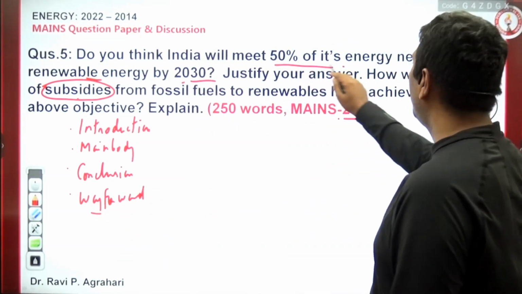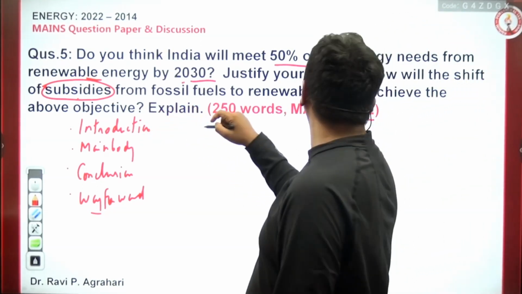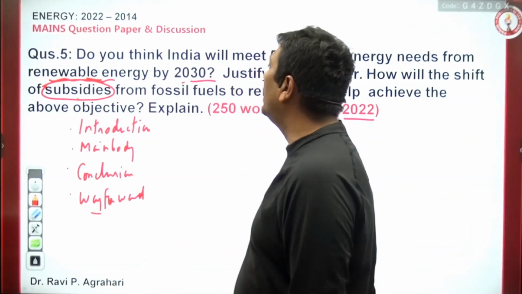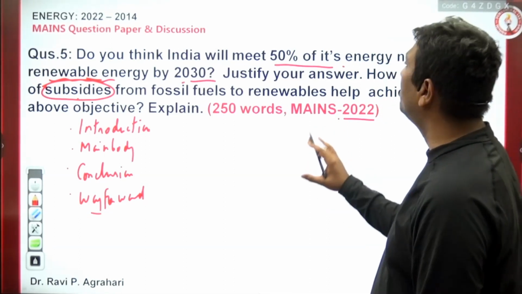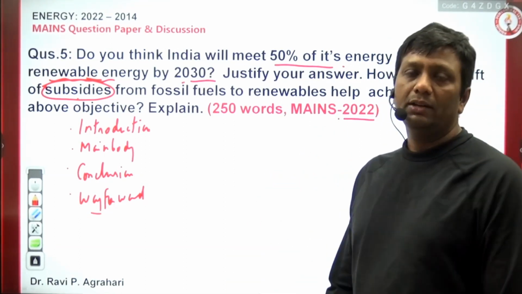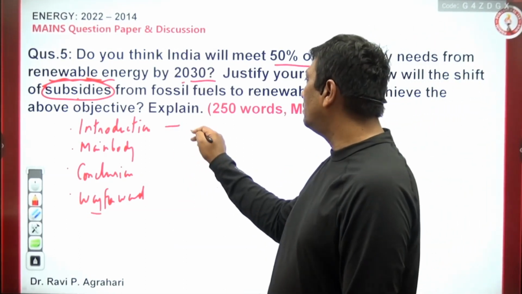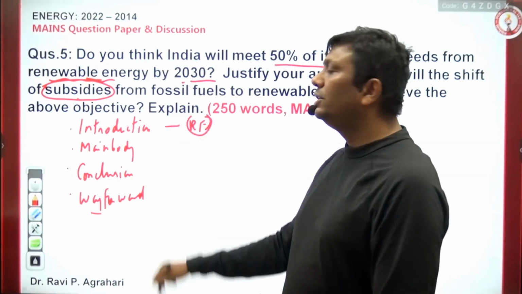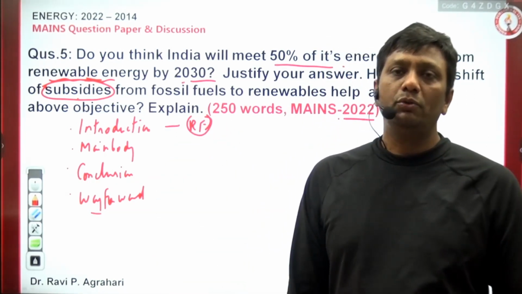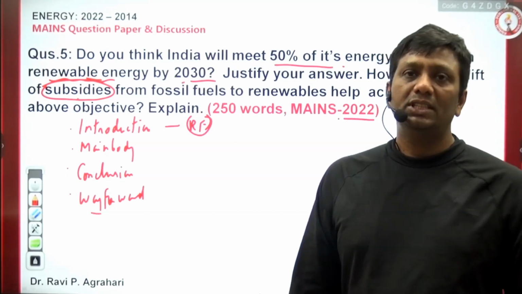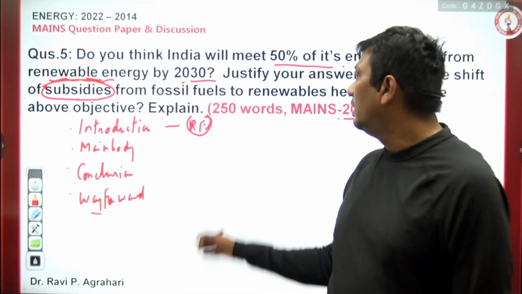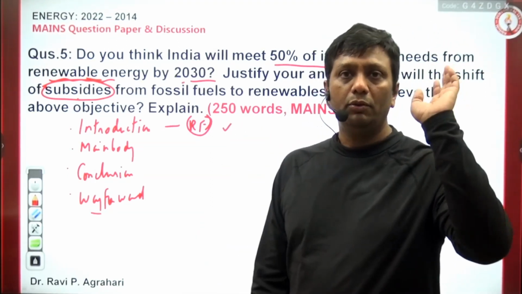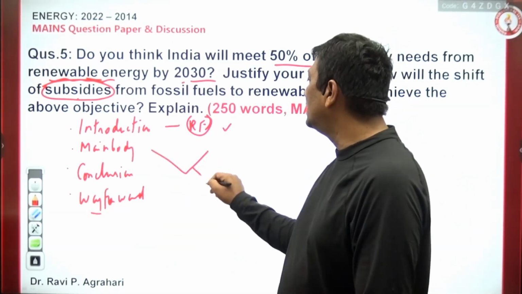Do you think India will meet, first of all, here UPSC asks the question about renewable energy fulfilling 50% of power demands by 2030. Justify your answer. So what is renewable energy? You just describe: energy sources that are inexhaustible and that we can use again and again, a good option for power generation in the coming future, are called renewable energy. You introduce renewable energy. Later on, go to the main body, which has 2 parts.